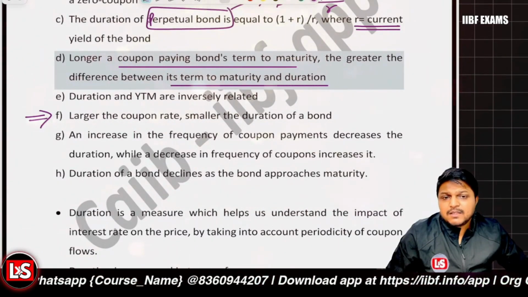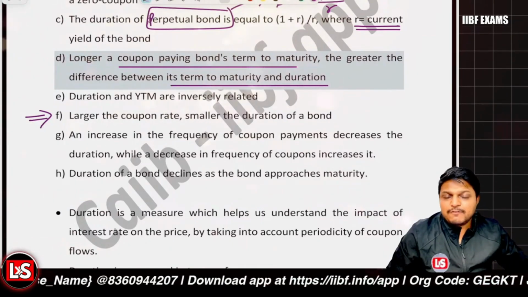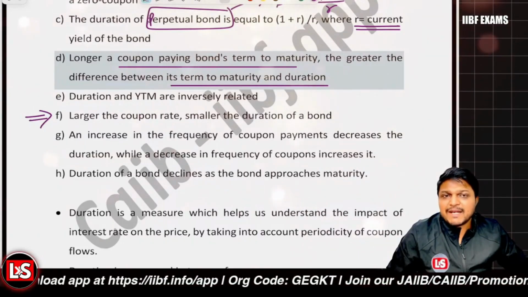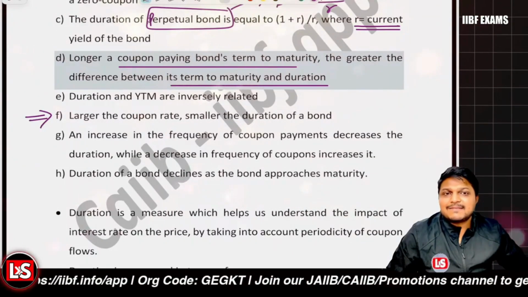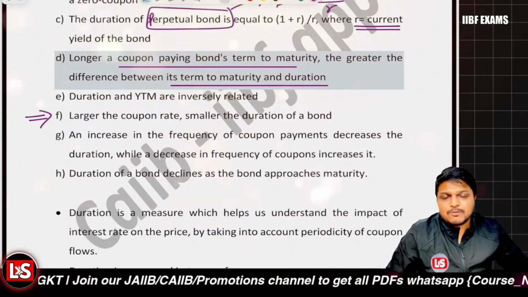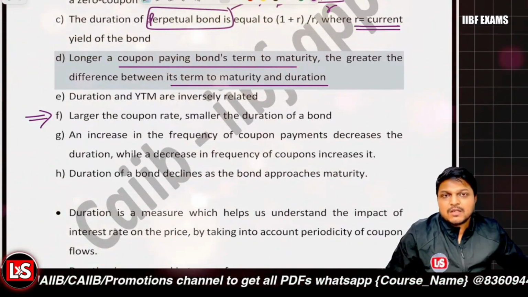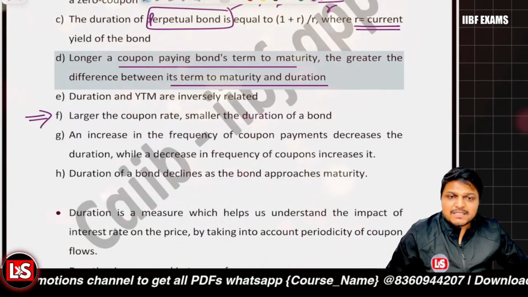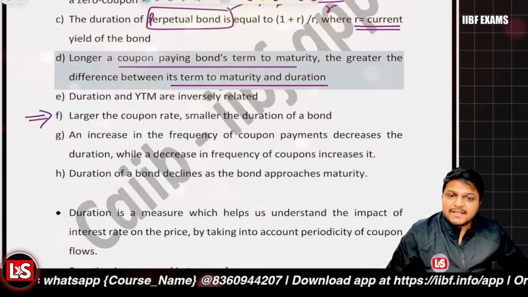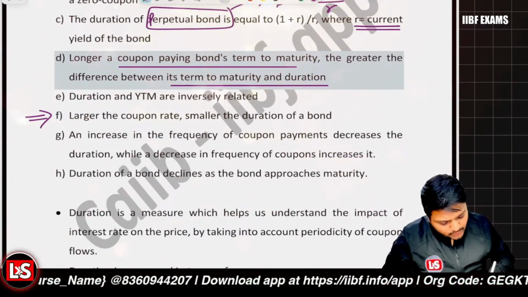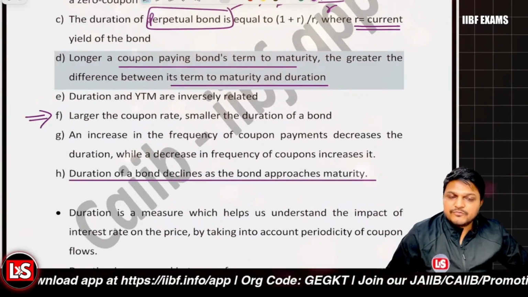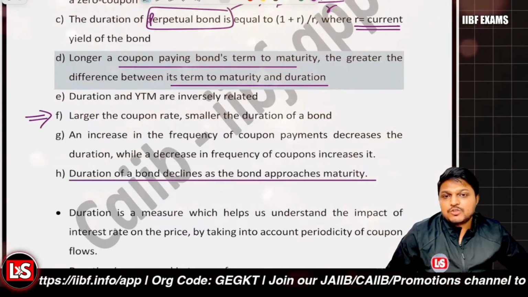Further, the more frequent the coupon, the lower the duration. Let's say if you are getting the coupon annually versus quarterly, when you get the coupon quarterly, the duration will be lesser. And when you get the coupon monthly, even if all other things are the same, the coupon rate and the market rates, the duration will be lesser in that scenario. Also, the duration of the bond declines as the bond approaches maturity.